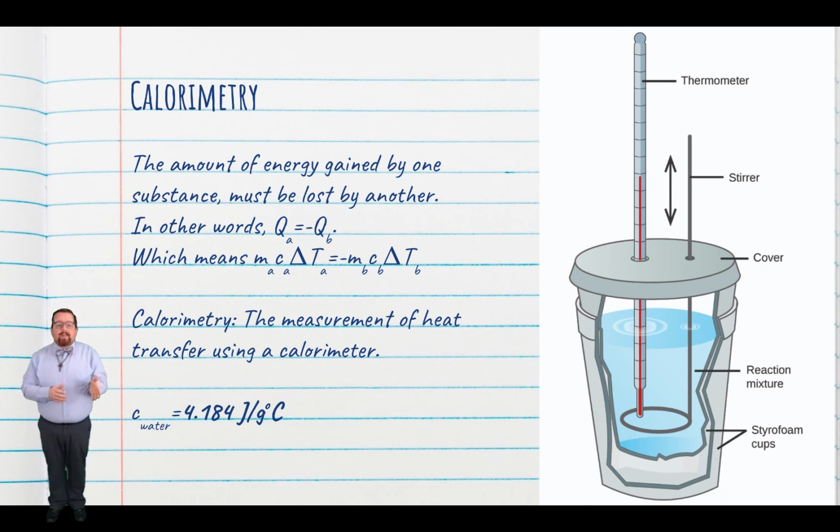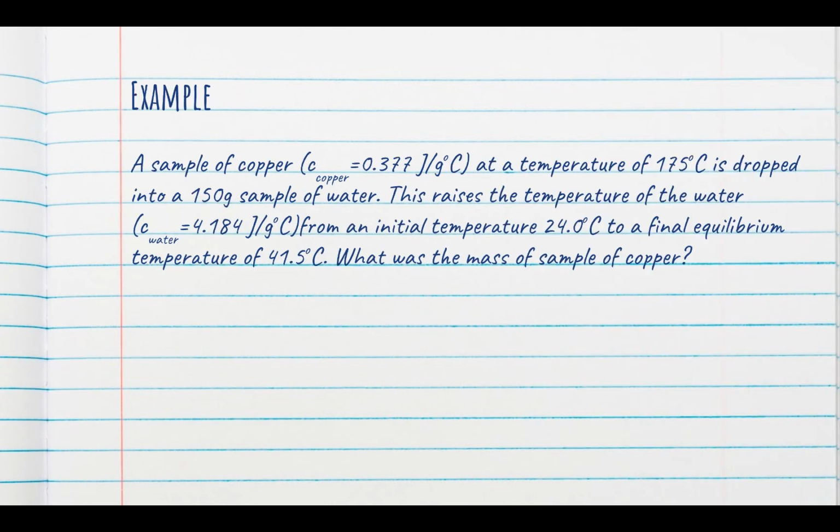So if you know the mass of the water, the final and initial temperatures of the water, and the specific heat of the water, which is always 4.184 joules per gram degree Celsius, then you can calculate the energy change of the substance you dropped in. So let's do an example.